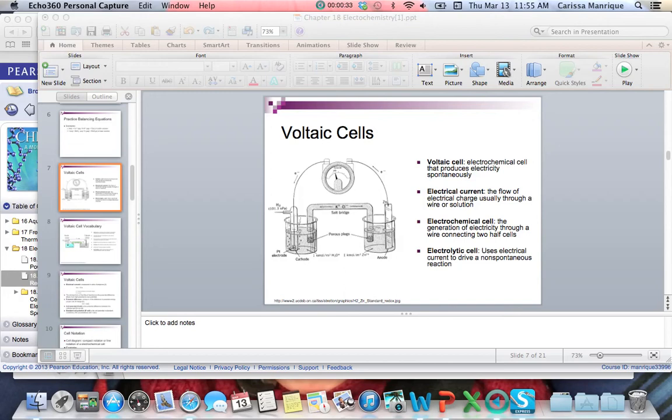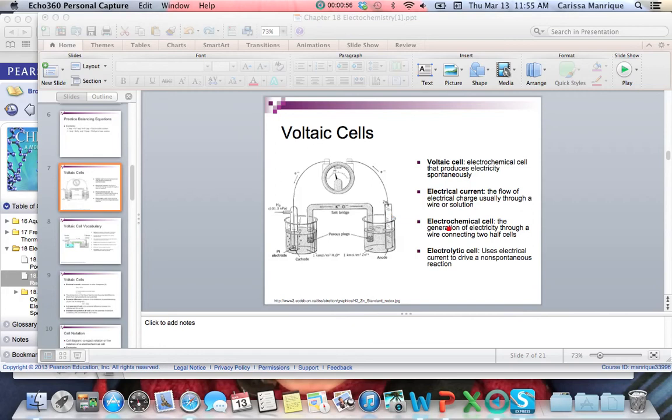So if you plug something in, since a battery produces electrical current, it causes something to go. It's a voltaic cell. Electrical current is the flow of electrical charges through a wire. Okay, so anytime you have electrons flowing, this is an electrical current. In this case, we're going to have them flow through a wire.